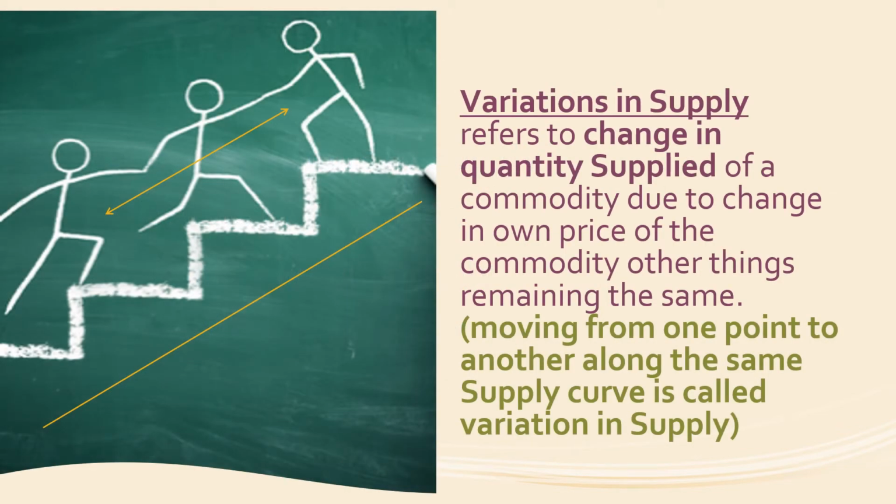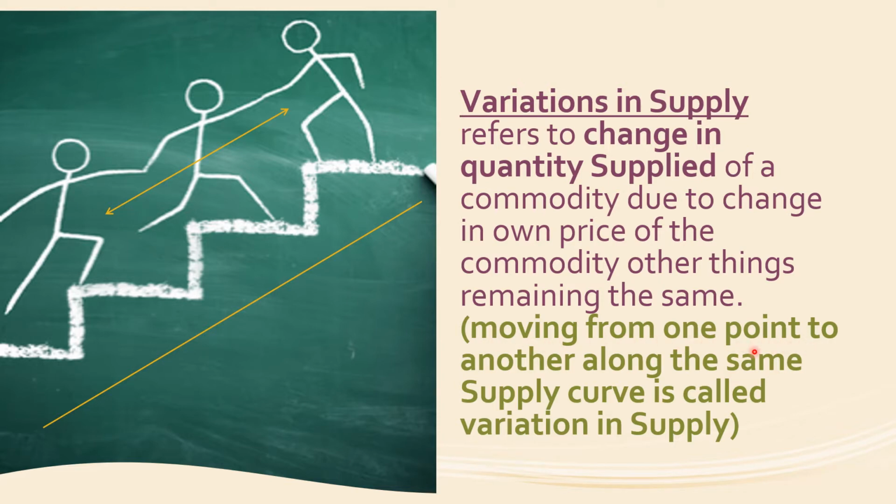We have learned very clearly the difference between quantity supplied and supply. We know that quantity supplied is a specific amount that is supplied at a specific price. Well, when the quantity supplied changes, we have the variations in supply taking place. So what are variations in supply? Variations in supply refers to change in quantity supplied of a commodity due to change in own price of the commodity, other things remaining the same.